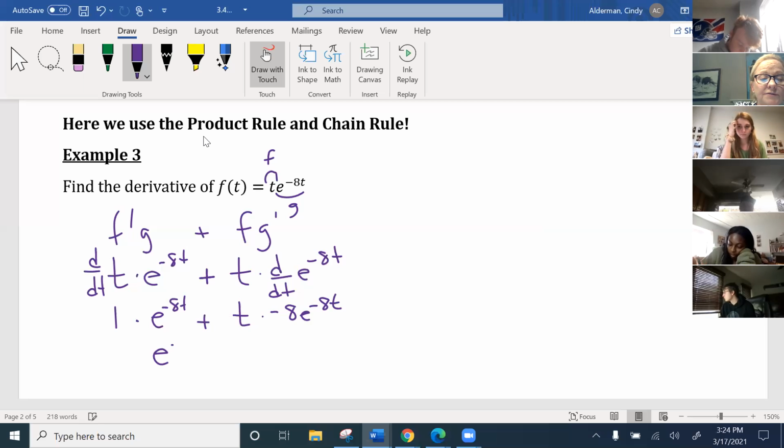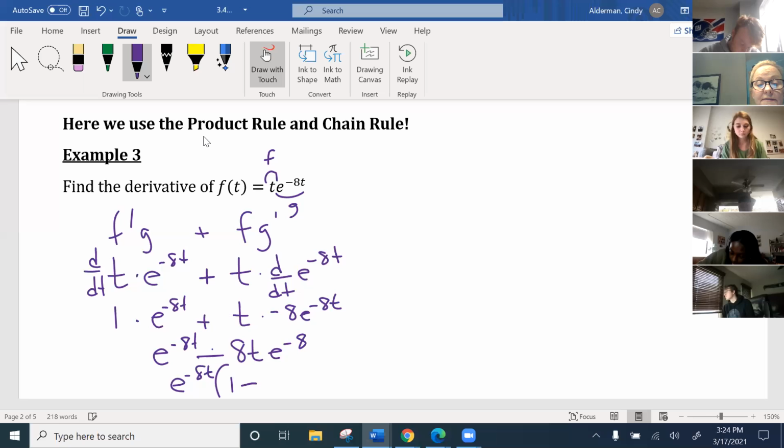All right, so let's see if we can clean this up a little bit. We definitely can do something here, negative 8t. And then because it's a negative 8, we'll make this minus 8t e to the negative 8t. And then here you can factor out e to the negative 8t, right? So it would be 1 minus 8t.